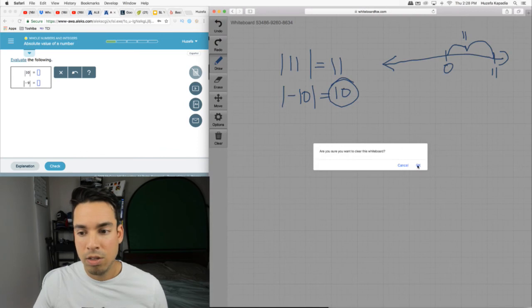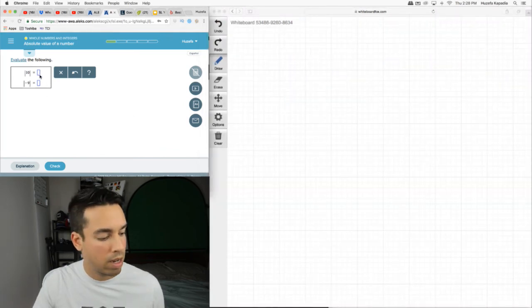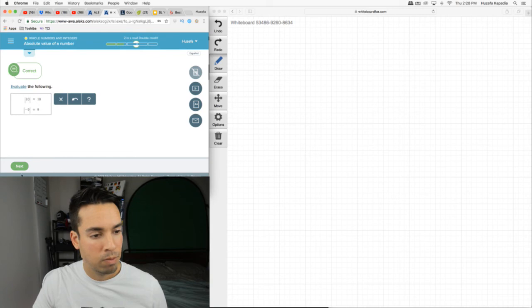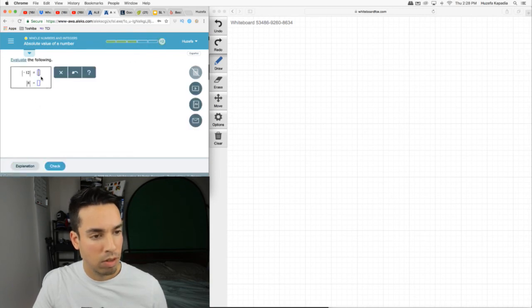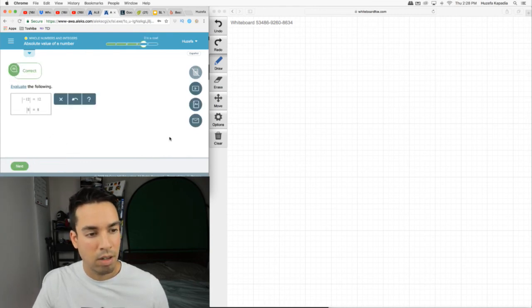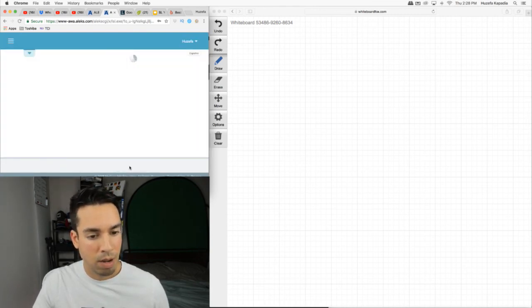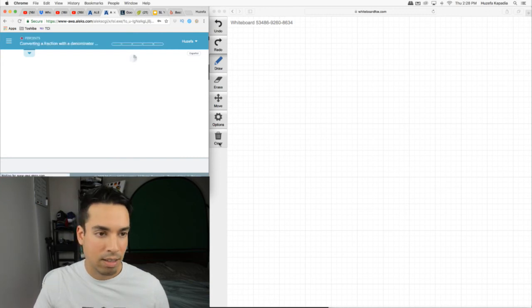Now let's talk about these two. Again, we have the absolute value of 10. The absolute value of a positive number is just the number itself. The absolute value of that negative 9 is positive 9. And this one is going to be positive 12, and of course, just 8, positive 8. Topic 1 and done. Next topic.